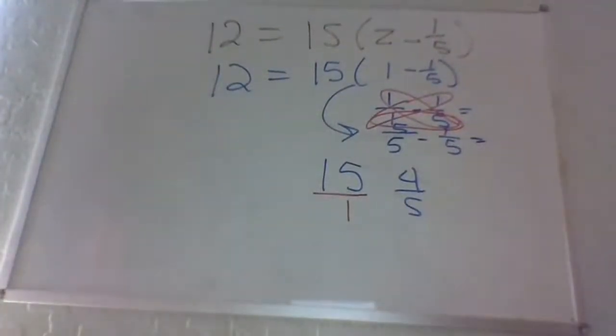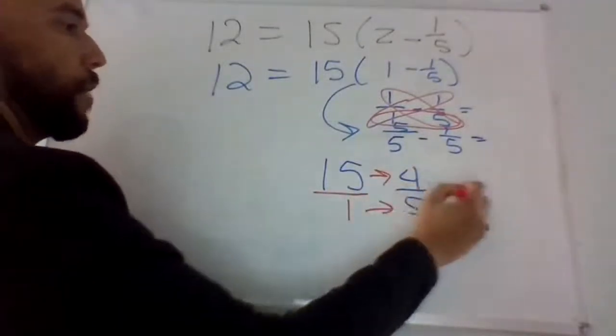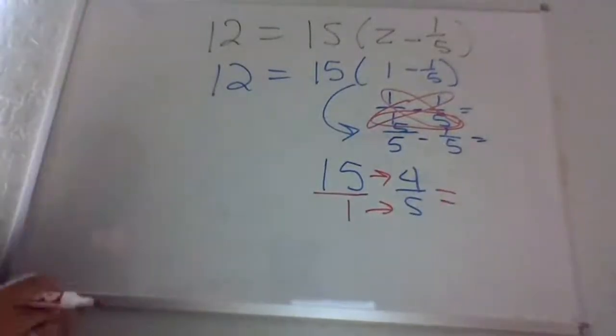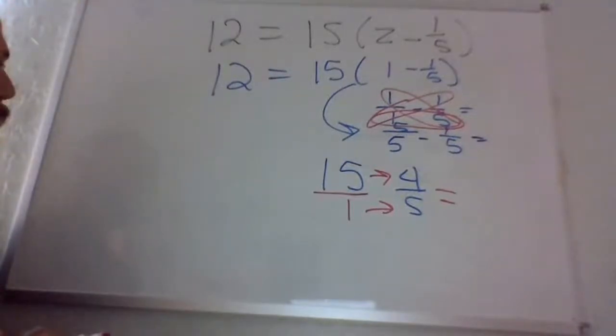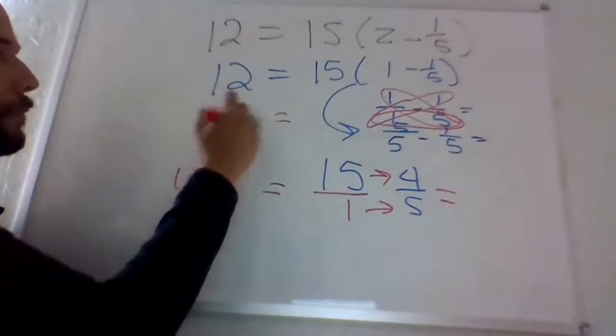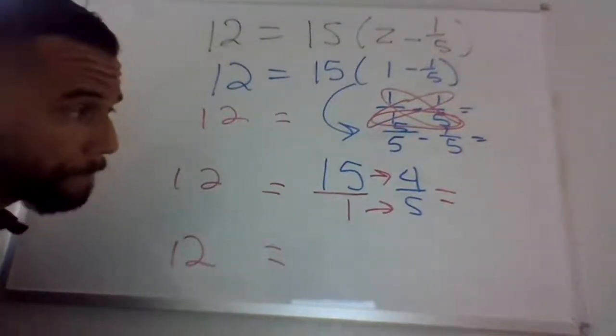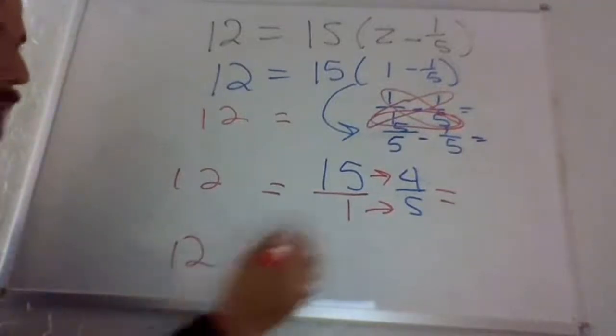By finding, wait, straight across. Straight across. So, yeah. What is 15 times 4? Is it 60? Yep.